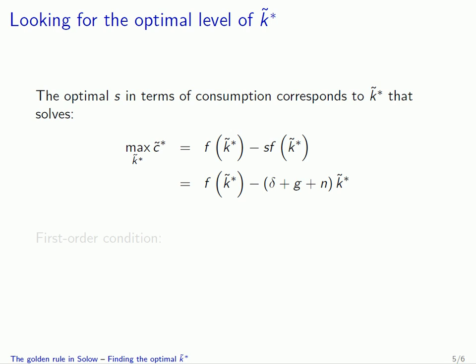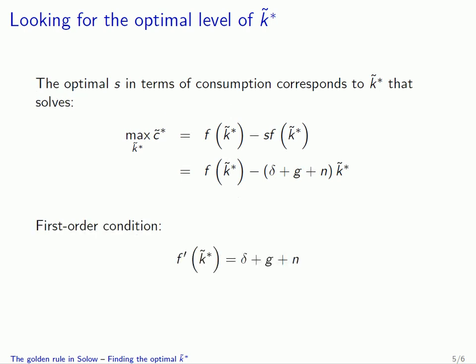So now we only have an expression of C tilde star which depends on K tilde star. So in order to find the maximum of this consumption, we're going to use the first order condition. So the derivative of the production function F prime of K tilde star should be equal at the optimum to delta plus G plus N. Now, an important thing that we need to do with this first order condition is to try to find an interpretation.